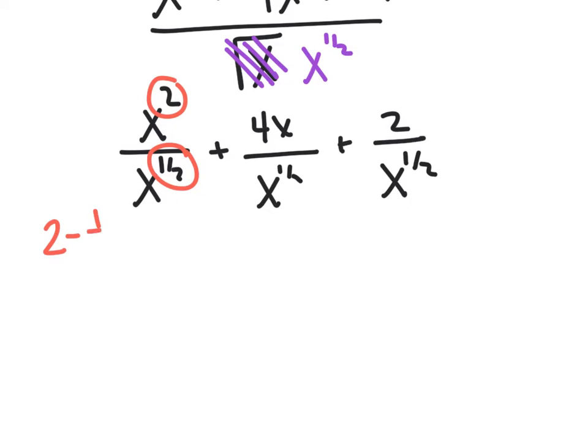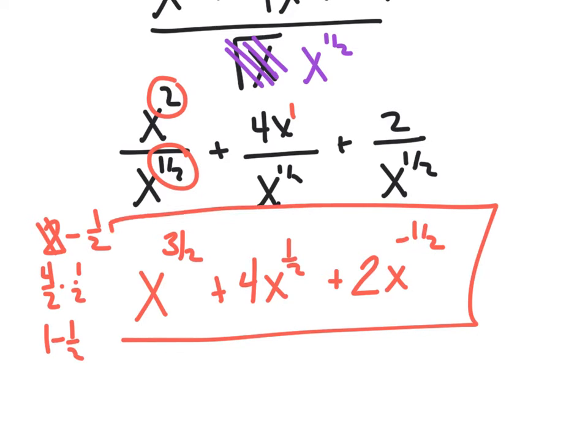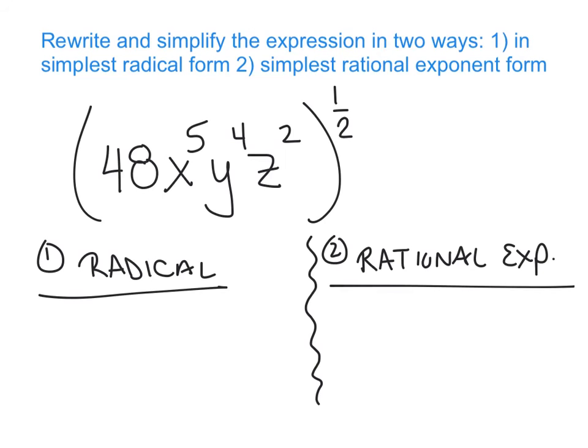2 minus 1/2. Well, this is really 4 over 2 minus 1 over 2, so I get x to the 3/2. This is 1 minus 1/2. 1 minus 1/2 is 1/2. So plus 4x to the 1/2. Now here there's nothing to subtract, so we just bring it up to the top by making that exponent negative. And there you have it. Make like a beaver and split.